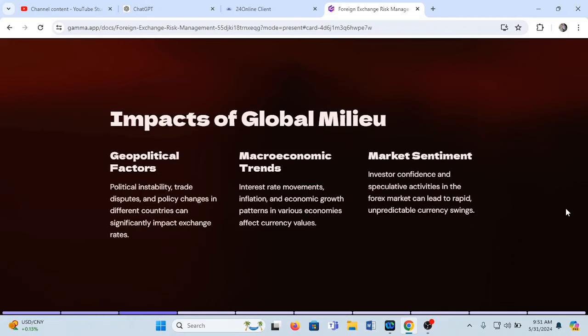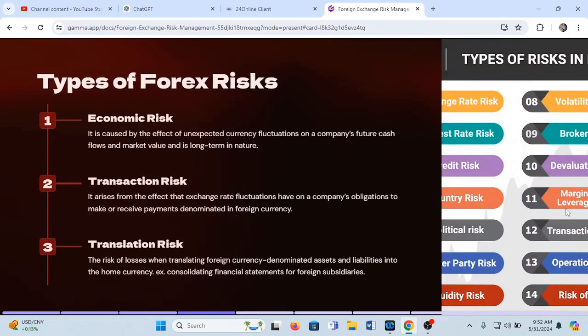So the forex market may have rapid, unpredictable swings, meaning it may go up or come down, because many of the people in the market don't have a long-term horizon. They are in the market for making short-term gains. So they are adding to speculative practices, which is bringing in volatility. So all these factors are going to play a key role.